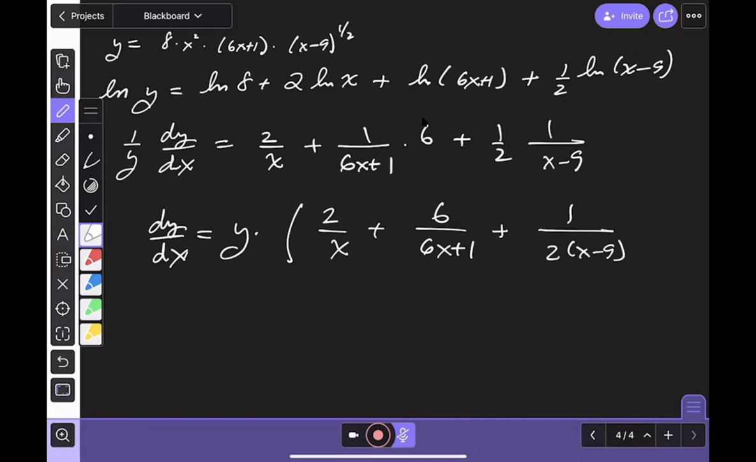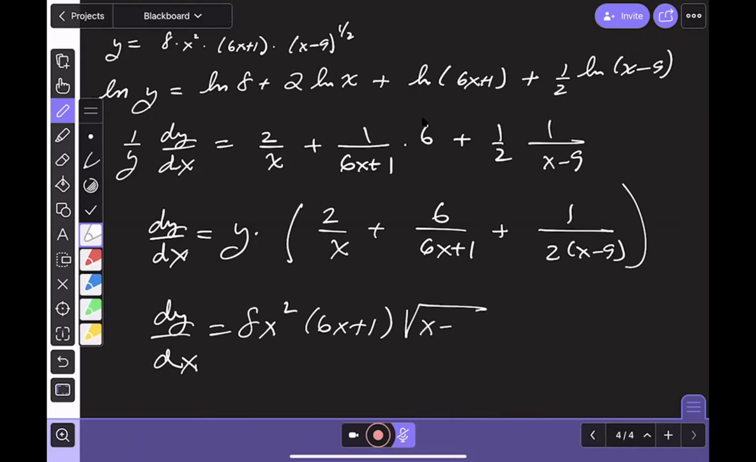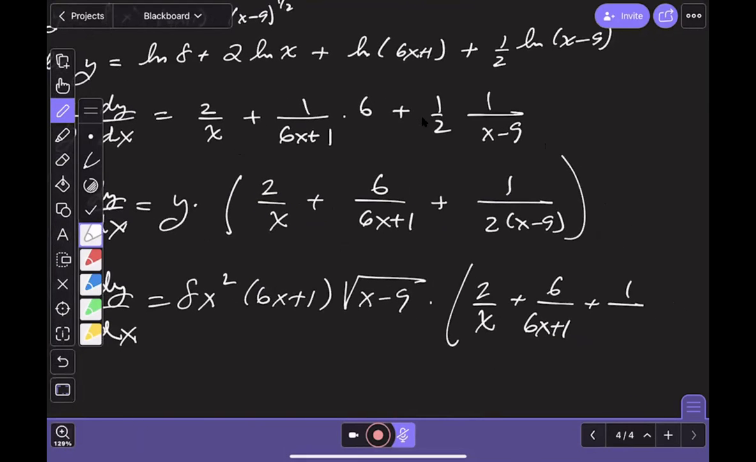minus 9. Do I know what y is? I sure do. I'll write that down now. What's y? 8x squared, 6x plus 1. This is y, by the way. The root of x minus 9 times 2 over x, plus 6 over 6x plus 1, plus 1. Whoops, I'm running out of room. And that's going to be 2 times x minus 9.